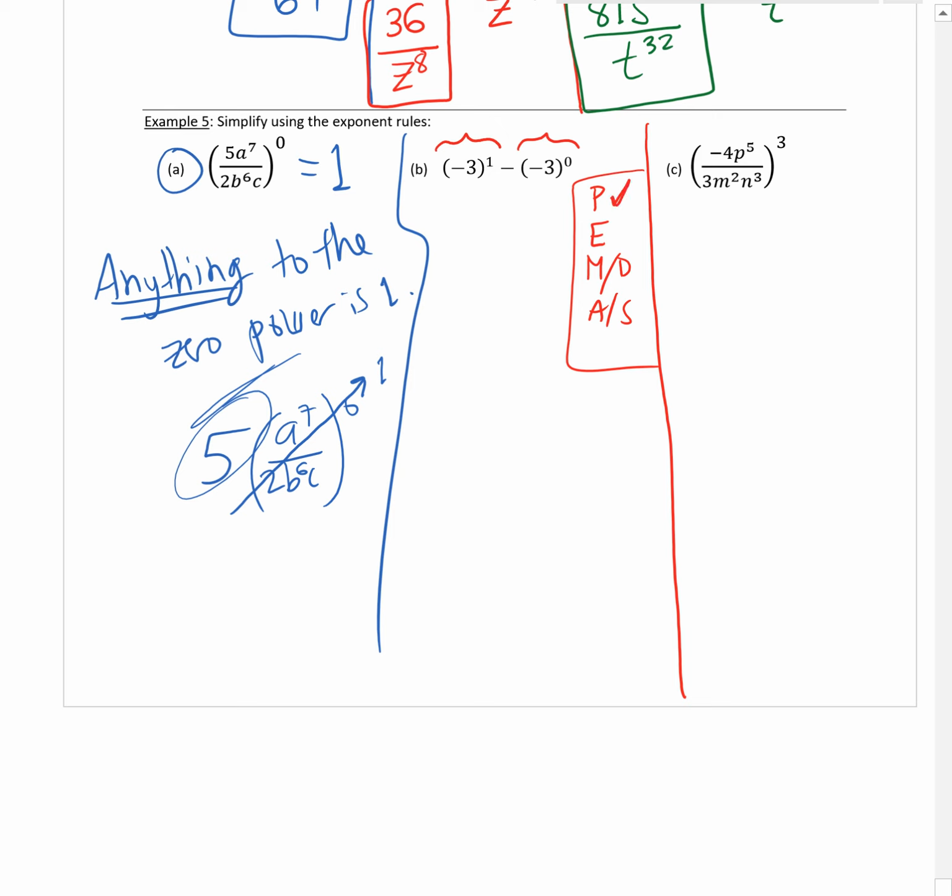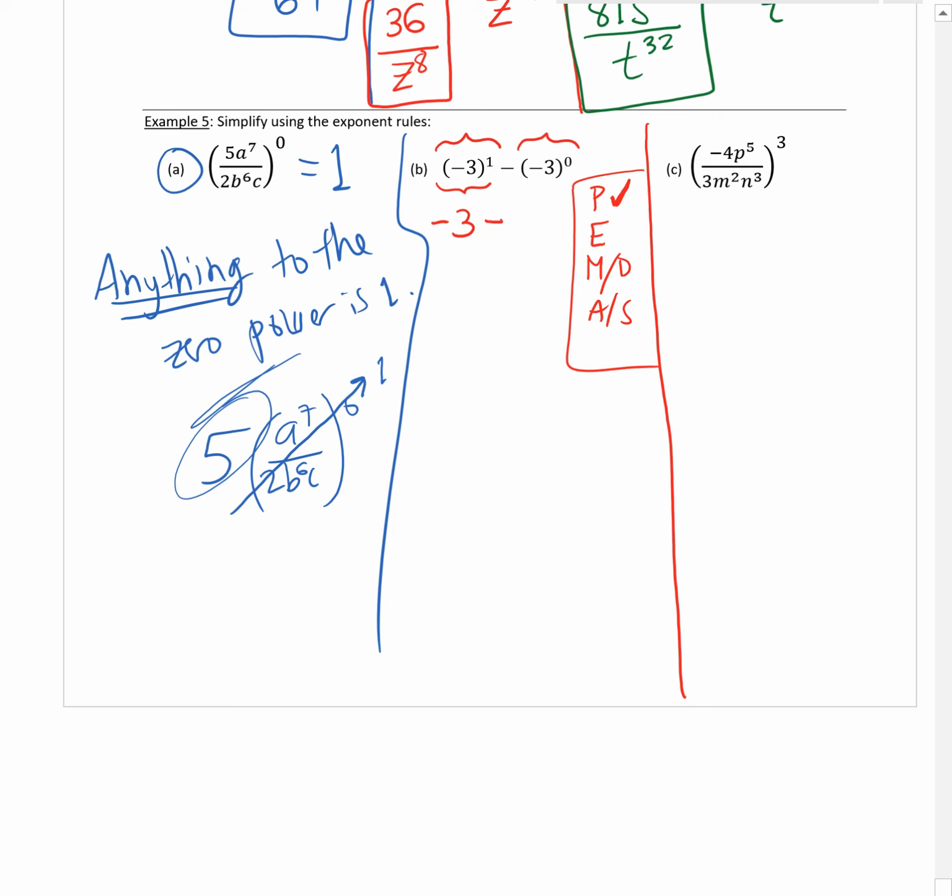Within the parentheses, there's not really anything I can do. Both parentheses just have a -3. Nothing to add or divide or anything like that. But the exponents, I should do that next. I'm going to try this one. -3 to the 1 power. Well, anything to the 1 power is itself, so that's just -3. There's not really a need to write it in parentheses.